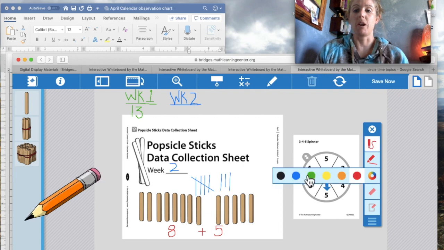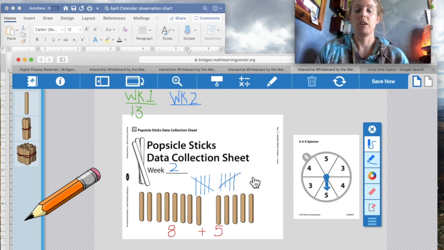Let's make sure that we are back to our blue. We're going to add on 5. 1, 2, 3, 4, 5. Now here, boys and girls, if you look, I'm going to circle these two groups of 5. 2 groups of 5 make 10. So we can actually trade our popsicle sticks, our group of 10, here. So we are going to take away 10 of them and trade them with a group of 10.